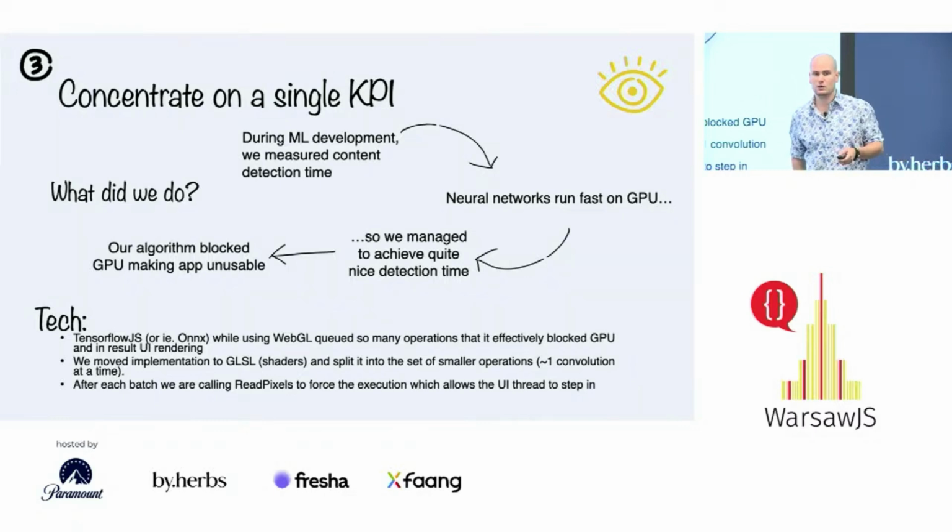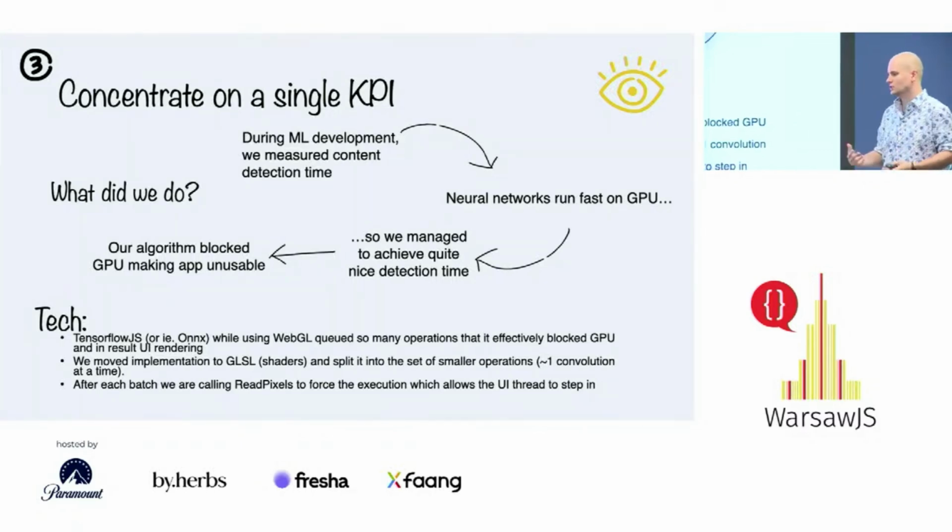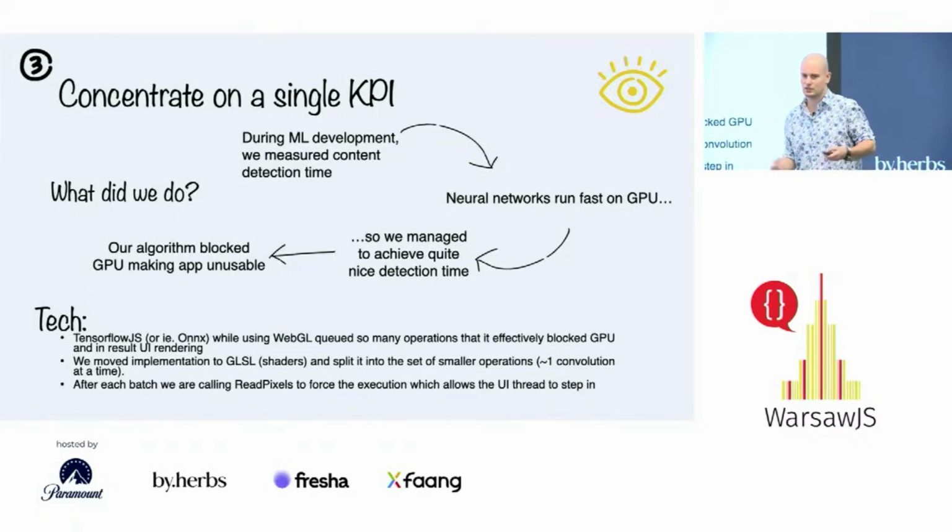So in the end, we created our own framework, which enabled us to get our whole network. We split all the operations into smaller batches. The implementation was in GLSL, so in shader language, in shader applications. We calculated the smaller batches and then forced the calculations to finish by calling readPixels. Then the user interface thread could go in and render itself. And we managed to receive results in which the user interface was usable.